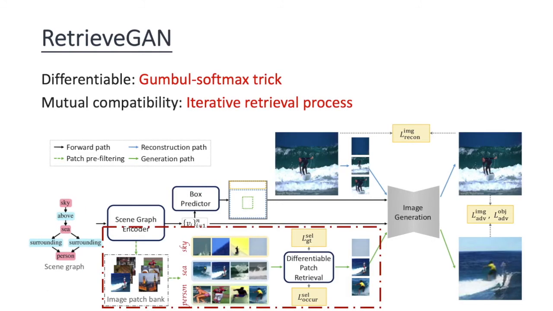Here is an overview of the proposed RetrieveGAN model. Our contributions are in the retrieval process. First, we use the Gumbel softmax trick to make the retrieval process differentiable. Second, we design an iterative retrieval process to select mutually compatible patches.